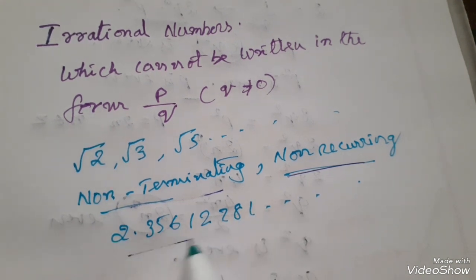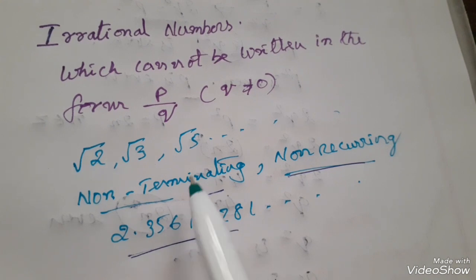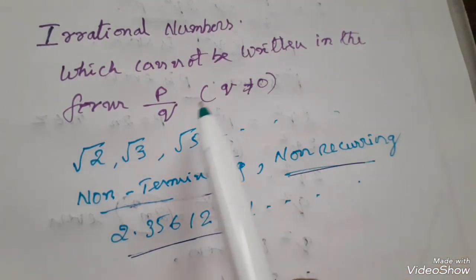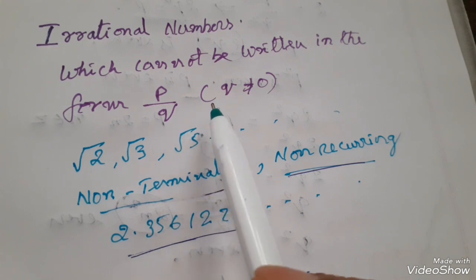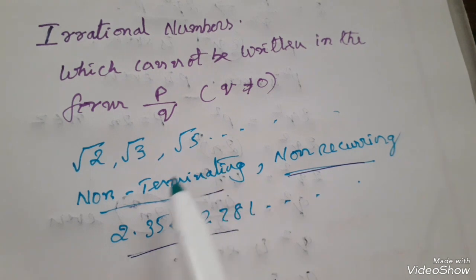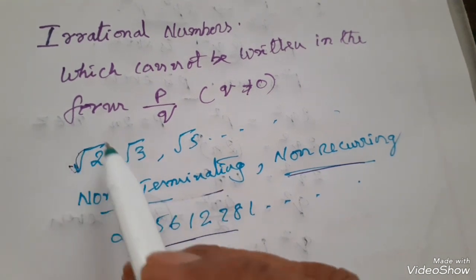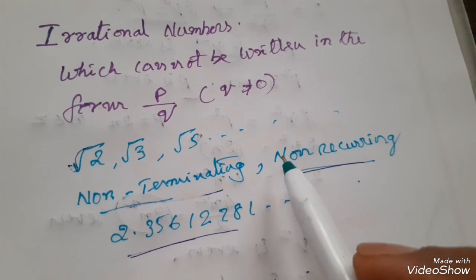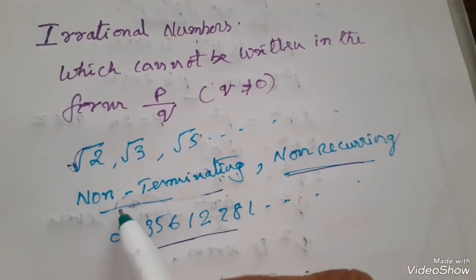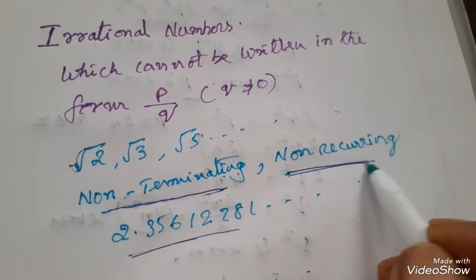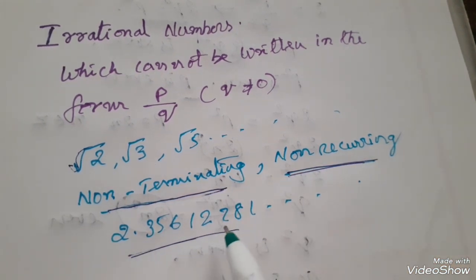So we can see this example. So what are irrational numbers? The numbers which cannot be written in the form of p by q, where q is not equal to 0. So under root, if it is not a perfect square, then it is also called an irrational number. So we conclude that non-terminating and non-recurring decimals are called irrational numbers.